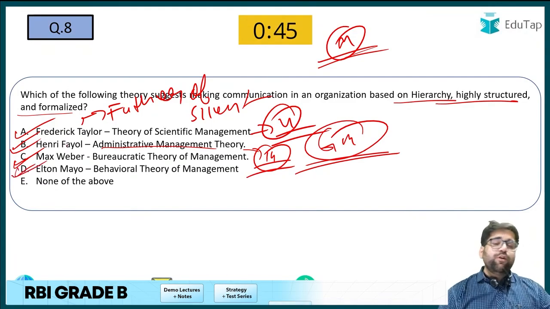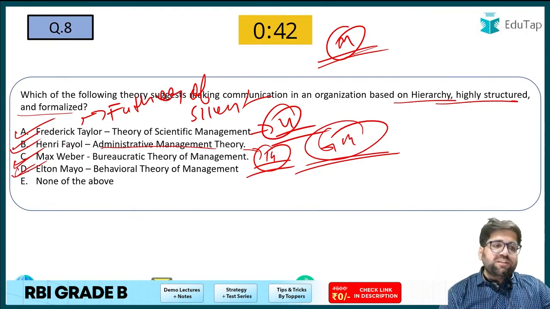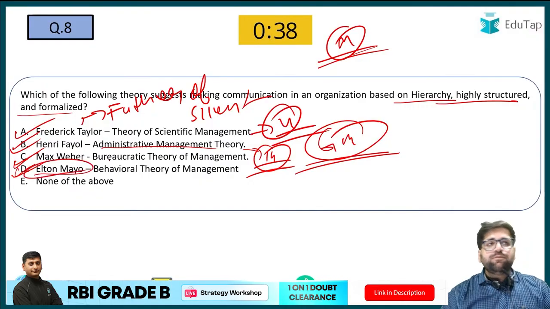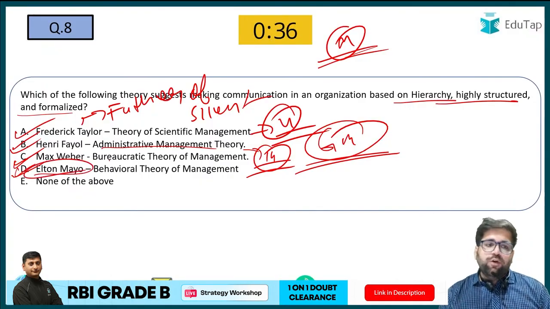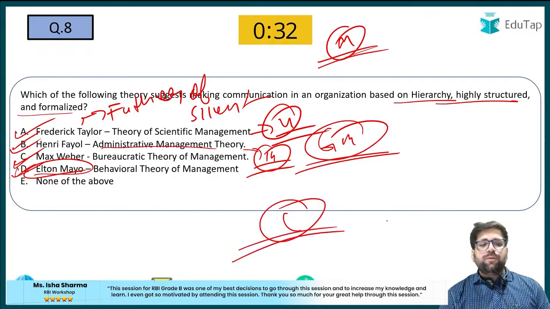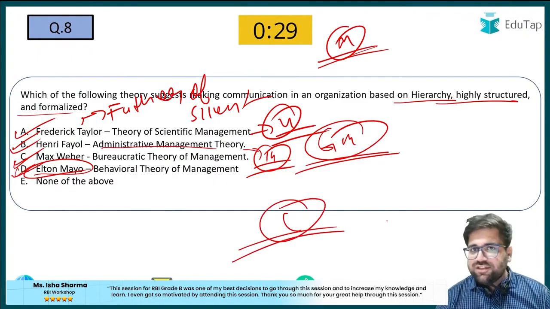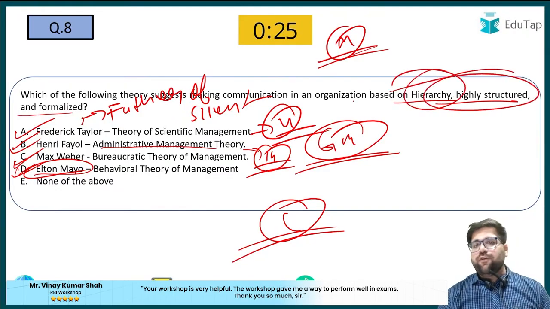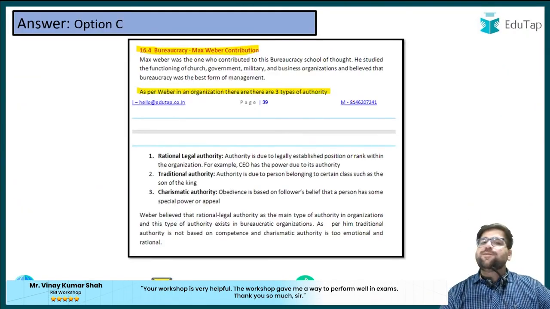Elton Mayo is very famous for the Hawthorne experiments which were conducted in Chicago, USA. So under Elton Mayo, we understand how social belongingness needs work. So the correct answer of this particular question will be C. Max Weber is the one person who has given the bureaucratic leadership style as well. So you know that it is based on hierarchy, highly structured and formalized. A very easy question, nothing much to worry about.